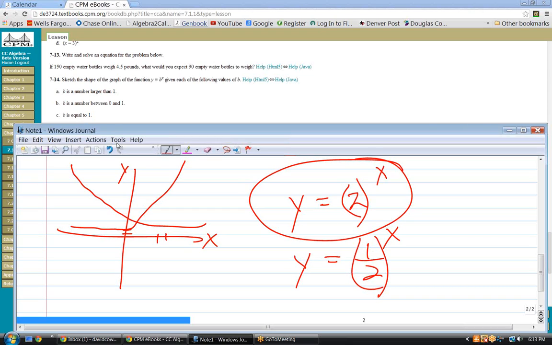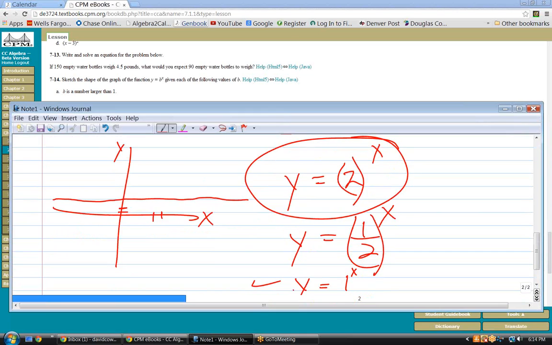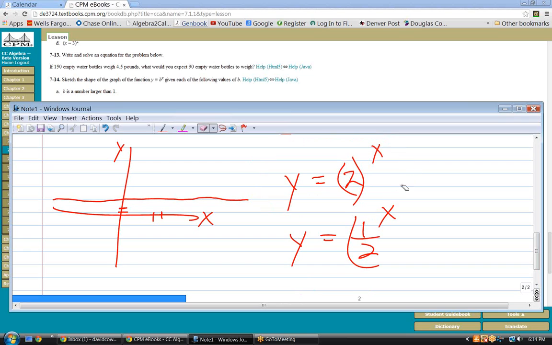Now, question C says, well, what happens when it's equal to 1? Well, 1 to any power is 1. That's what it looks like. Basically a horizontal flat line. If I have y equal 1 to the x, notice that as x is 2, it's still 1. If x is 10, it's still 1. So pretty much, when it's equal to 1, you don't have to worry about that. That rarely comes up in math. But knowing these 2 here is very important.